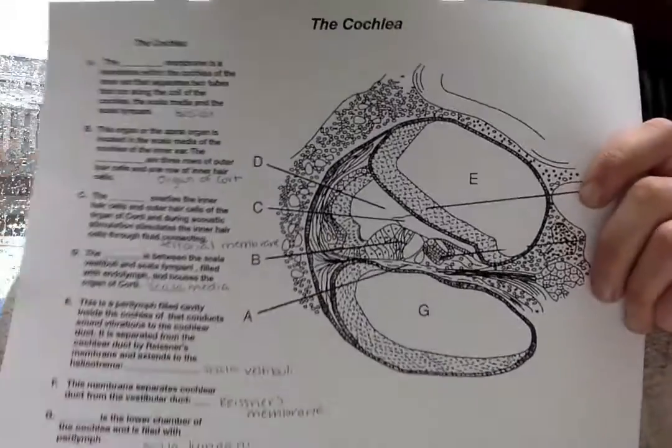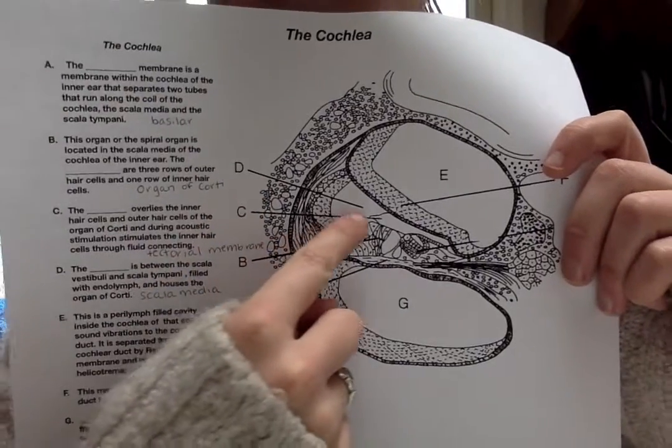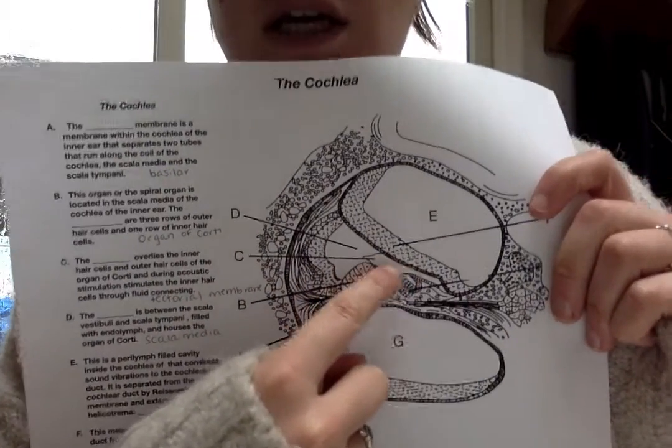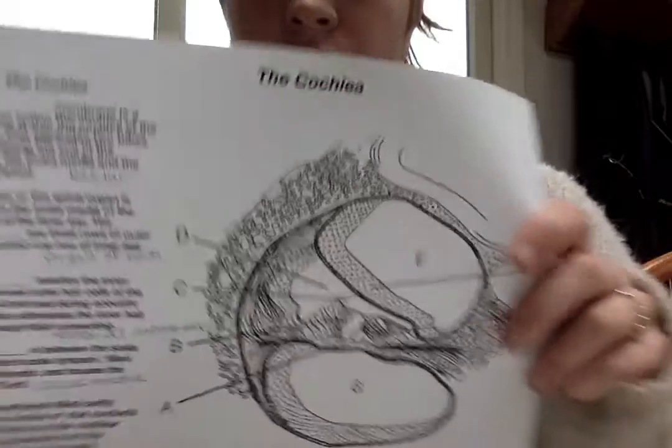C, the blank overlies the inner hair cells and outer hair cells of the organ of Corti, and during acoustic stimulation, it stimulates the inner hair cells through fluid connecting. This is the tectorial membrane. So as we see, this area right in here is a tectorial membrane.